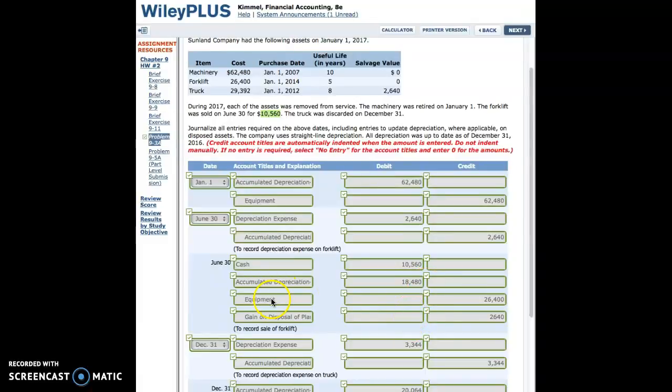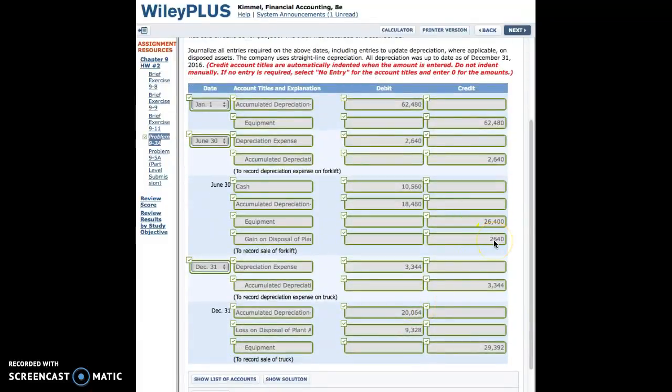Now we know that the equipment cost $26,400. So we add these two together, comes to 29 something, and then you subtract the 26,400, and you get 2,640, which if you look up here, we know that's 6 months of depreciation. So they actually made a profit of 6 months of depreciation. Pretty good. I wouldn't mind having that extra in my bank account. So they did good there, and they made a gain.